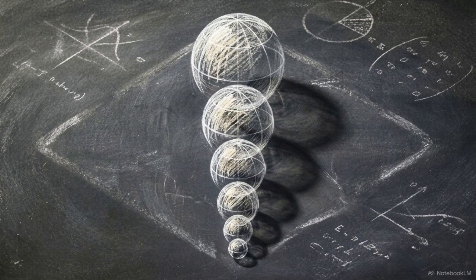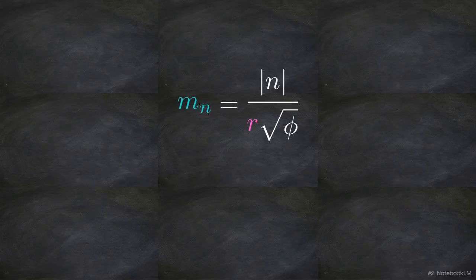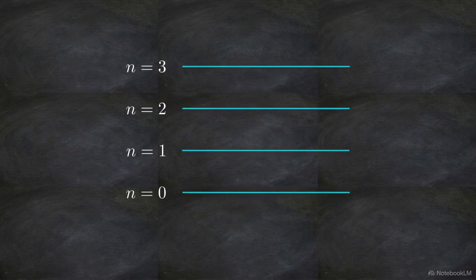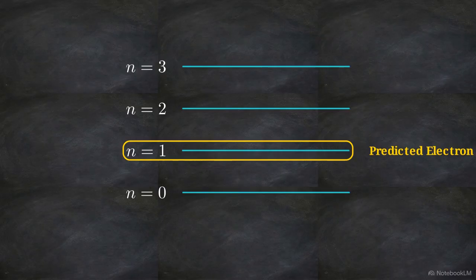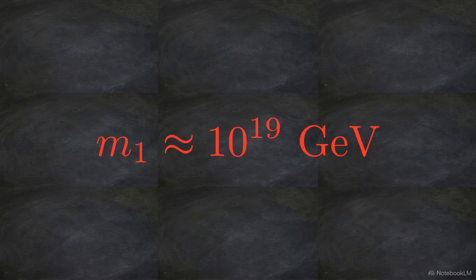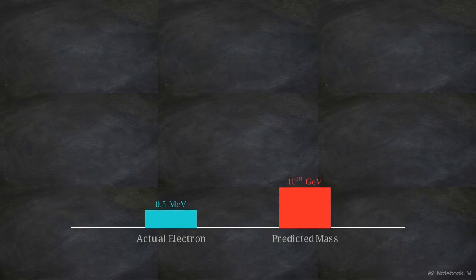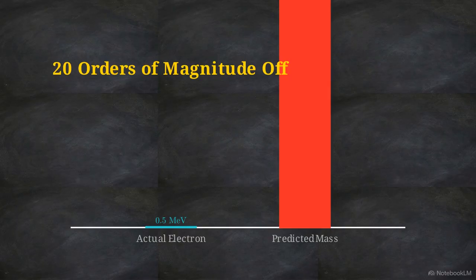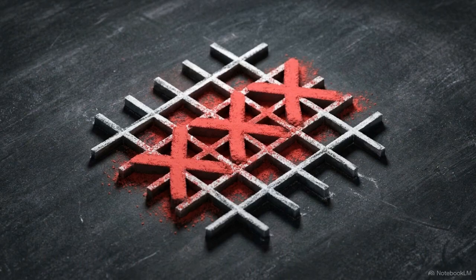This geometry predicts an infinite tower of massive particles called Kaluza-Klein modes. The mass of these particles is determined by this equation, where mass is inversely proportional to the radius of the compactified circle. If we look at the first excited state, n equals 1, we should find the lightest charged particle, the electron. To stay hidden, the fifth dimension's radius must approach the Planck length. Plugging that in, the equation violently predicts a mass of 10 to the 19th giga-electron volts. An electron's actual mass is 0.5 mega-electron volts. The prediction is off by 20 orders of magnitude.